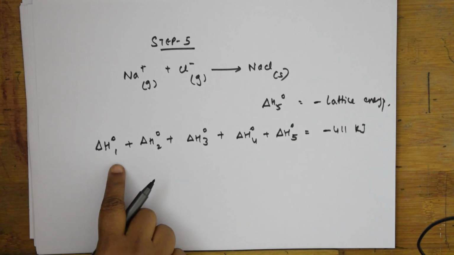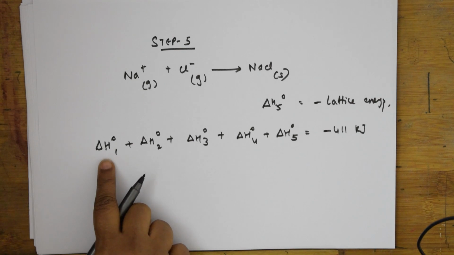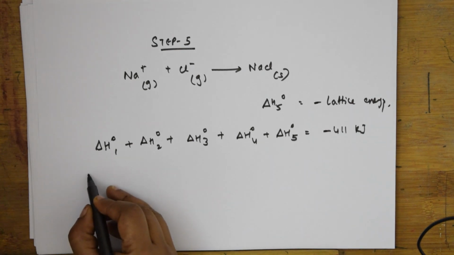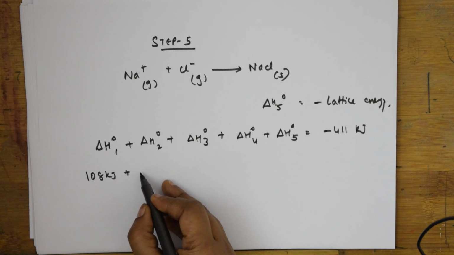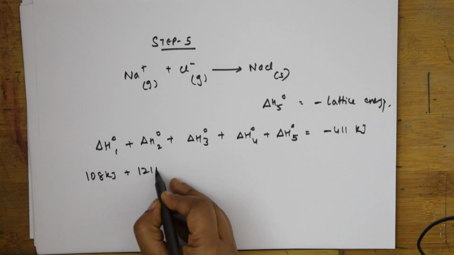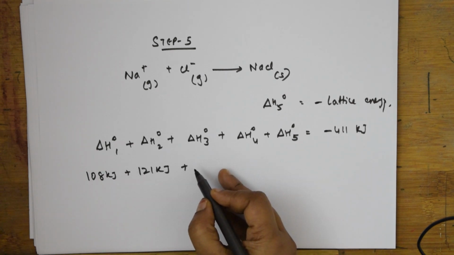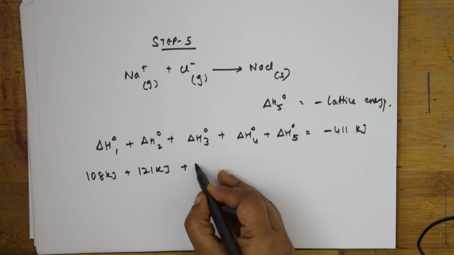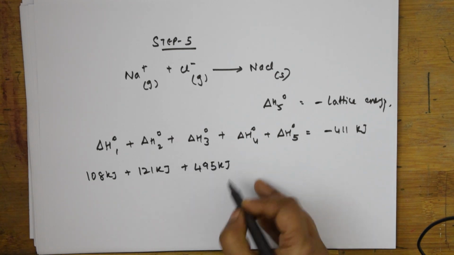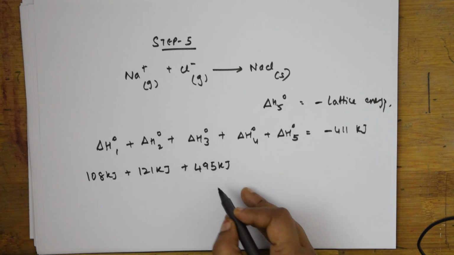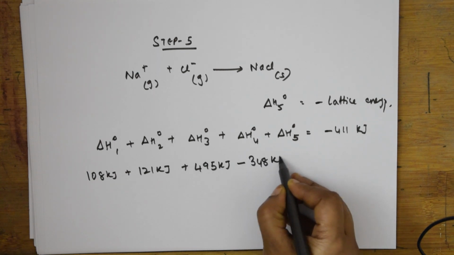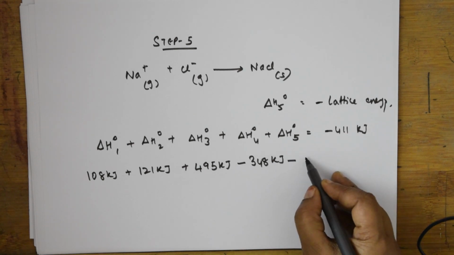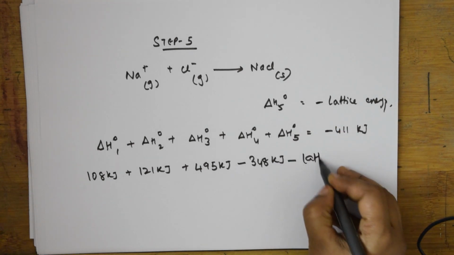Now what is the first one? We have written the first one as sublimation, so it is the amount of energy absorbed, that is 108 kilojoules. The second one is enthalpy of dissociation, there also energy absorbed, 121 kilojoules. Here H3 is again ionization enthalpy absorbed, so energy is 495, again plus. In the fourth case it is electron affinity. Here energy is released, that is nothing but 348 kilojoules. And minus the fifth one, it is nothing but lattice enthalpy, that is lattice energy.